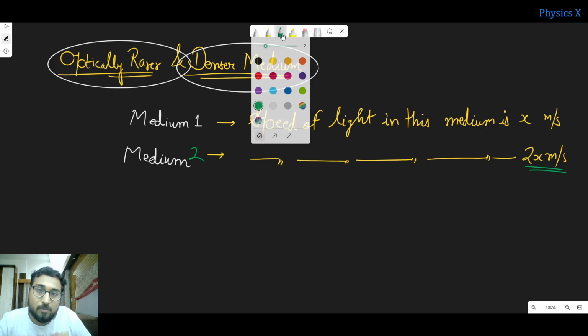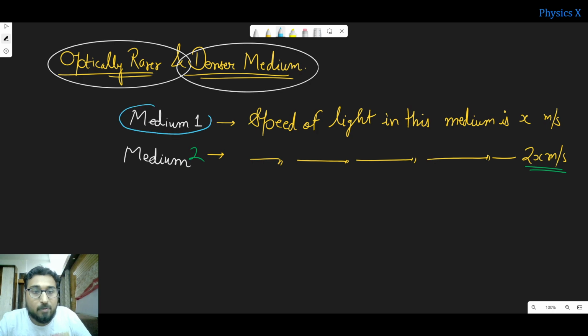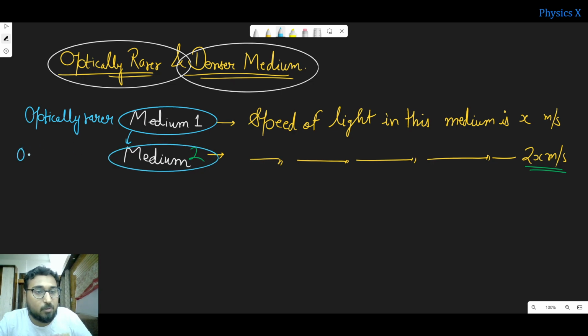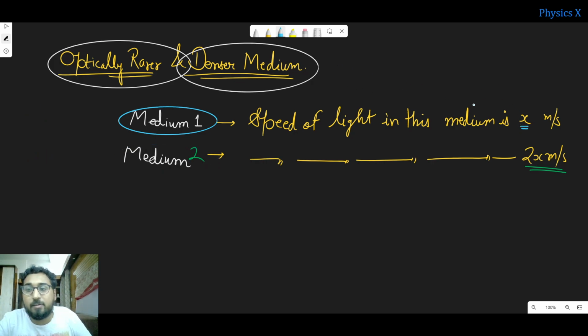So what will you tag as optically rarer medium? This is optically, sorry, I wrote it reversed. This is the one where the speed is less. In whatever material the speed is less when you compare it to some other material, that has become your denser medium, and this one is rarer.